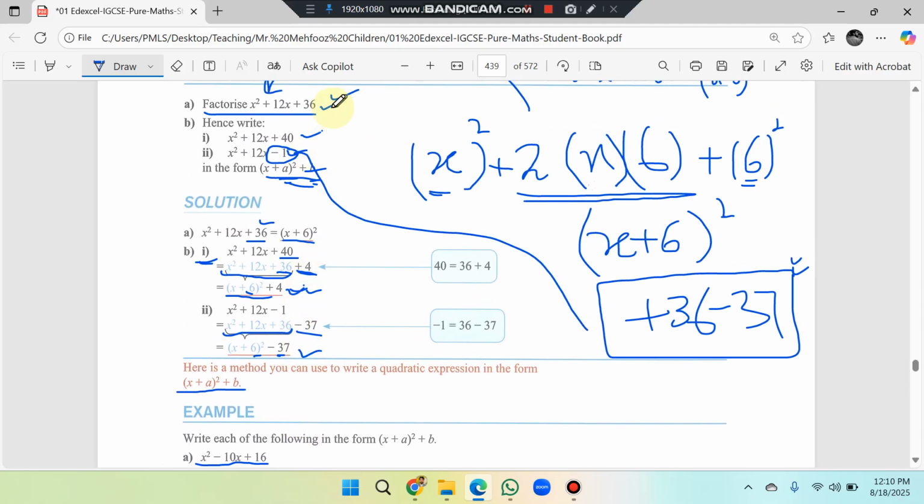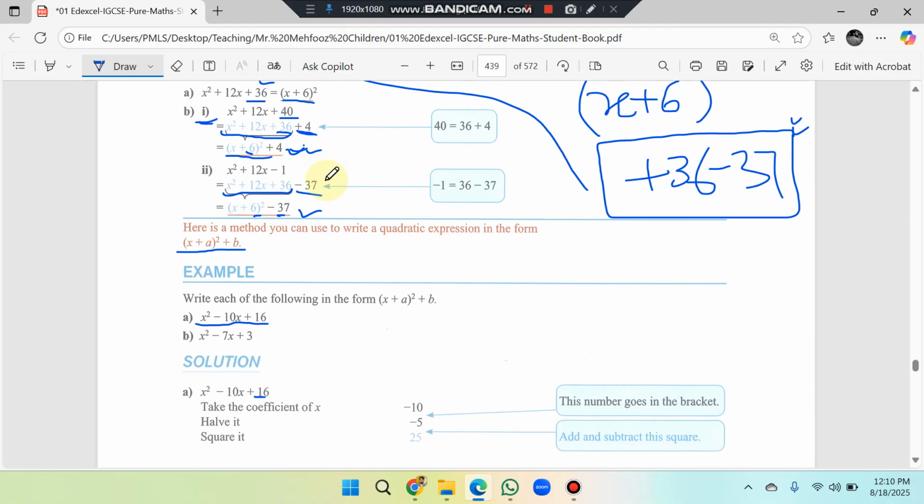In the first example, we clearly understood that there is the formula for the first term. That's why we compare the second and third term with this formula. But in this case, we do not have any formula. So the basic method to make it like a formula is that we have to take the term with x, its coefficient, that is minus 10. So we first divide it by 2, that is minus 5, right? Do you understand or not?